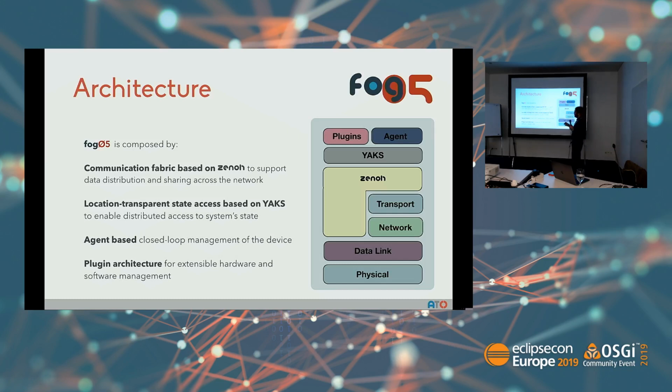So if you have, let's say, my FogOS system composed of my mobile phone, this laptop, and for instance something running on, let's say, a Raspberry Pi, the state is kept in the device where the agent is running, but everyone can access that state. And then the state of the system is built by the unification of the state of all the devices. And FogOS and YAX help to do that.